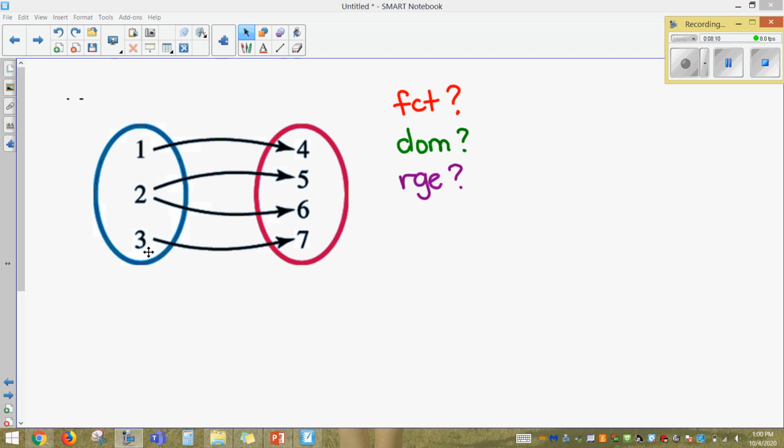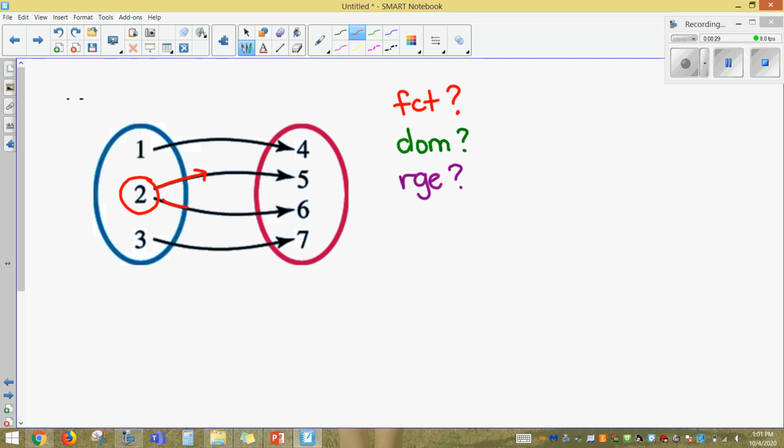So if we're checking to see whether or not it's a function, we're looking for repeated x values. And that doesn't mean that it says 1, 1, 2, 2, 3, 3. What that means is we're looking for these arrows that leave. Only one arrow leaves the number 1, so 1, 4 is one of the ordered pairs. But notice right here with the 2, there are 2 arrows, 2, 5 and 2, 6 are both on our list. So what that tells us is that this relation is not a function.